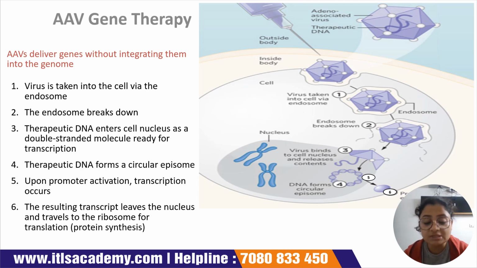And last but not the least, number 6, the resulting transcript leaves the nucleus and travels to the ribosome for translation. These are very important concepts that you need to have a clear idea about. Protein synthesis needs ribosome, and hence it needs to come out from the nucleus, because ribosome is present in the cytoplasm, it is not present in the nucleus. So just after transcription, the protein molecule needs to come outside from the nucleus to the cytoplasm for translation, and most importantly for the post translational modifications.